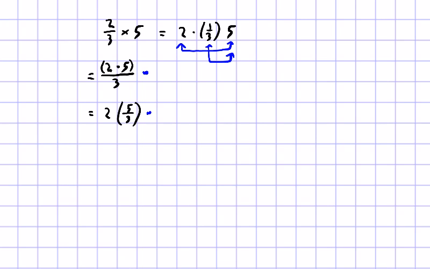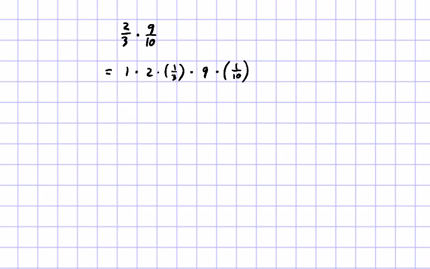So let's consider another problem. Let's consider the problem 2/3 times 9/10. So now we have two fractions. I'm going to rewrite this as 1 times 2 times 1/3, which would be the same as dividing by 3, times 9 times 1/10, which would be the same as multiplying by a tenth is the same as dividing by 10.